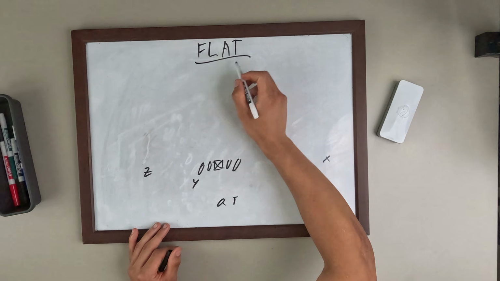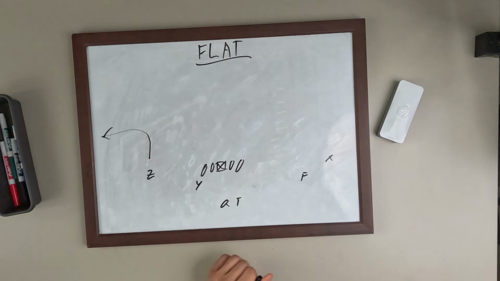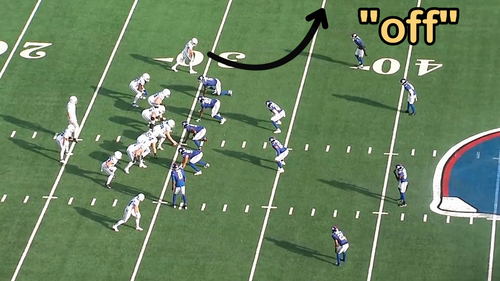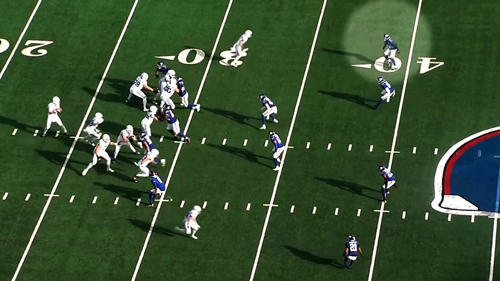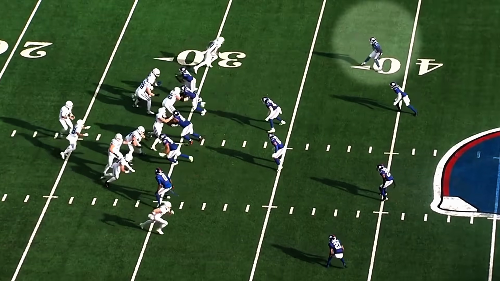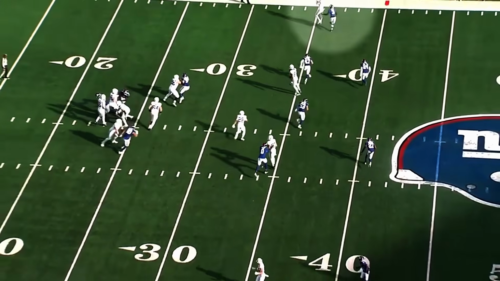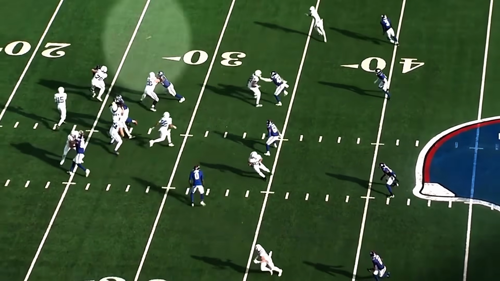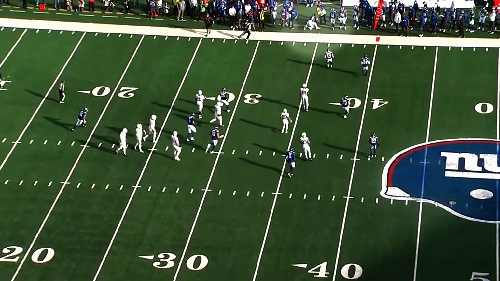So the flat is a quick out route that's designed to take easy yardage if the cornerback is playing off of the receiver. And because this cornerback defender is playing 7 yards off the ball, and at the start he even takes a hop shuffle step, the quarterback knows that he can get this ball out of his hands quick and take the easy yards that the defense is giving us. Now there's a really cool wrinkle in the flat route.